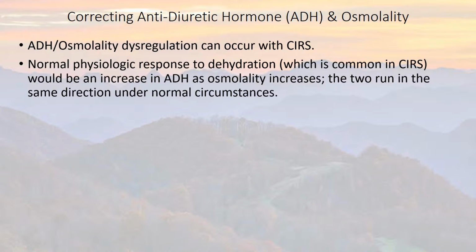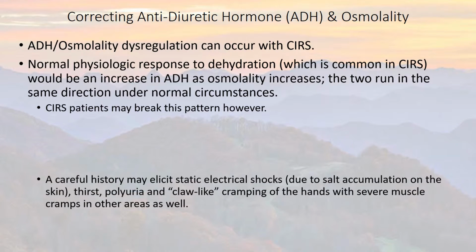And as that happens, ADH, antidiuretic hormone, causes the kidneys to resorb more water to try to dilute the excess salt in the blood. So if the ADH is high, the osmolality should also be high. As the osmolality drops, the ADH should also drop. They could run in the same direction under normal circumstances. This doesn't happen with SIRS, however. SIRS will break this pattern.